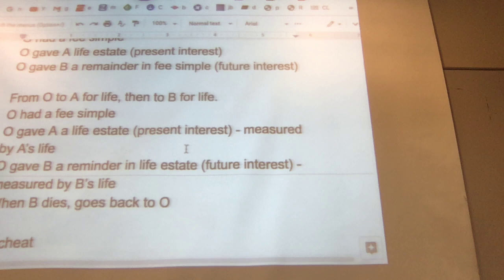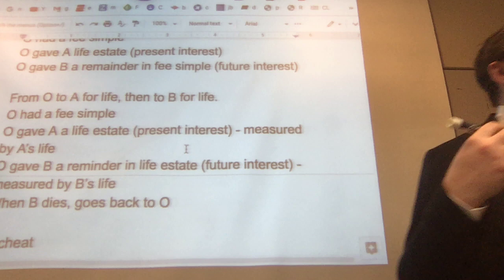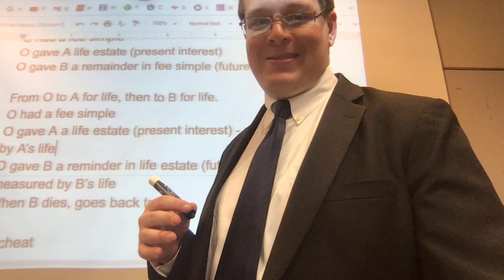Anthony: So B dies first, then A dies, then O gets his fee simple. Yes. That was Diana's question as well. The answer is yes. And if that made no sense, welcome to this class. That's okay. I'll summarize in a minute, but I want to make sure I get all of your questions first.